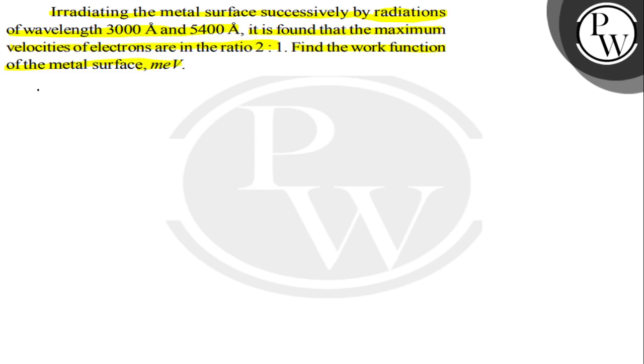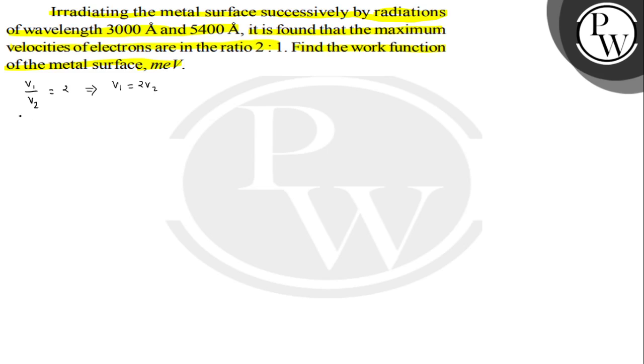Before the Einstein photoelectric equation, an important condition is given here, that is v1 by v2. If we assume velocities, v1 is the velocity when 3000 Armstrong wavelength is used, and v2 is the velocity of electron when we are using 5400 Armstrong wavelength. Here the ratio given is 2, so from this we can say v1 will be equal to twice of v2. We will use this relation further.